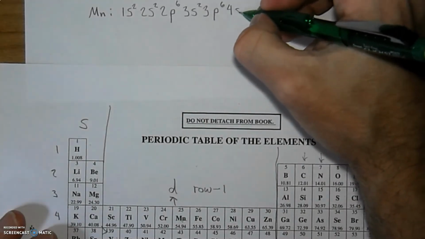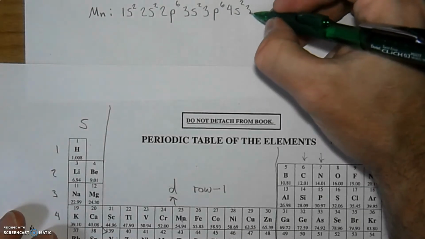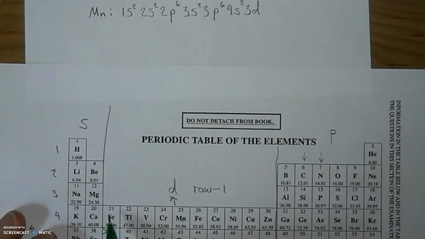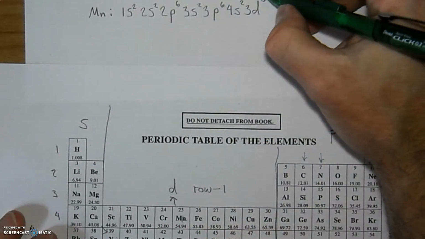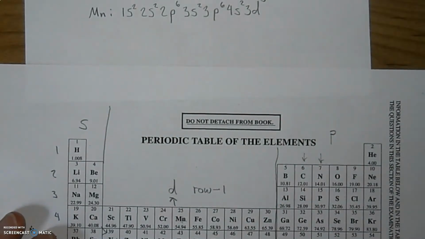4S, there's 2 of them. Now we run into the D block. According to this block, we take the row number and subtract 1. So it's not 4, but 3. So 3D, we're in the D block, and we count across: 1, 2, 3, 4, 5. That is the specific electron configuration for manganese.